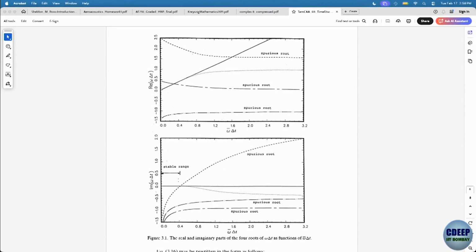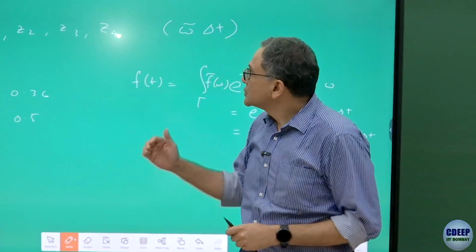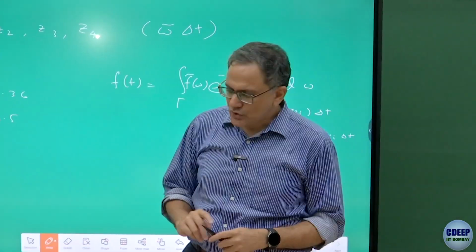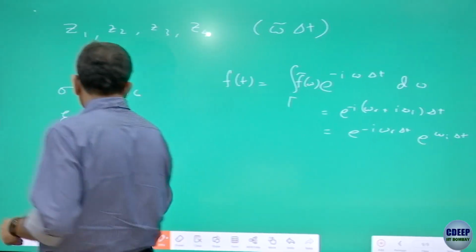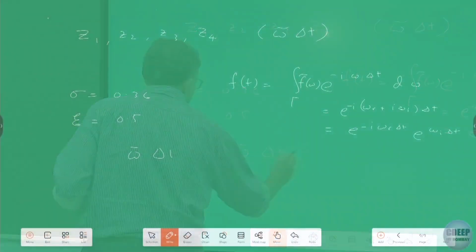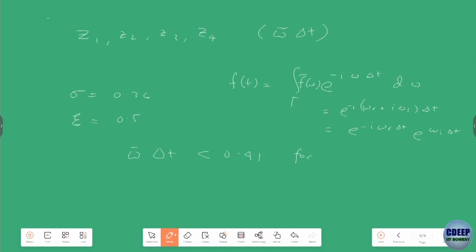But this other guy has shot off, so crossed into the danger territory beforehand also. So you have to curtail your ambitions. So this turns out to be some 0.41 instead of 0.5. So you cannot get to 0.5. So you have to choose your delta t so that the omega bar delta t should be less than 0.41 for stability. So this is an absolute must.